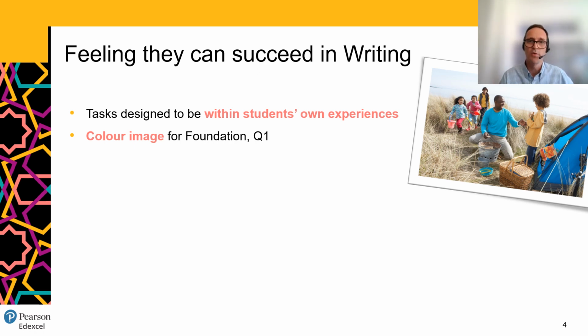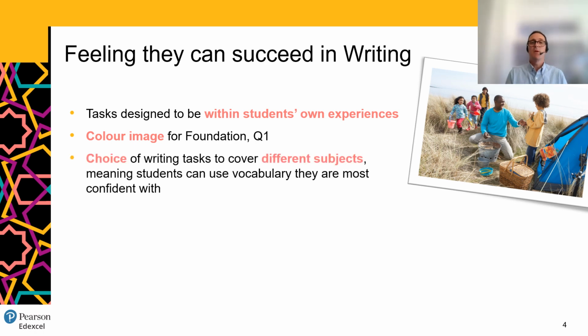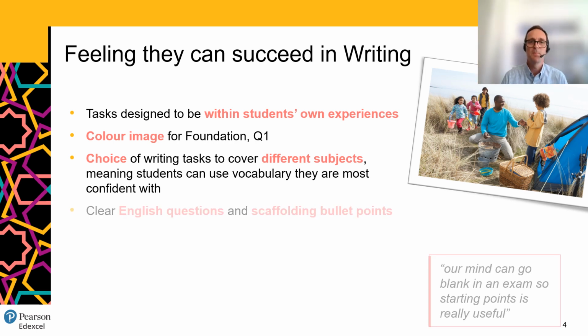The colour image in foundation, as you can see, it should be within, again, students' own experiences, and it has 4 short sentences to write about, and the colour image is so students can be more engaged with the subject matter. There is, as I mentioned a moment ago, a choice of writing tasks to cover the different subjects, meaning students can use vocabulary that they're most confident with, and they can choose one of the 2. If one they're not comfortable with, they can go to the other subject.